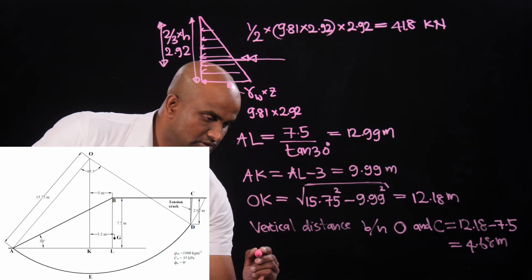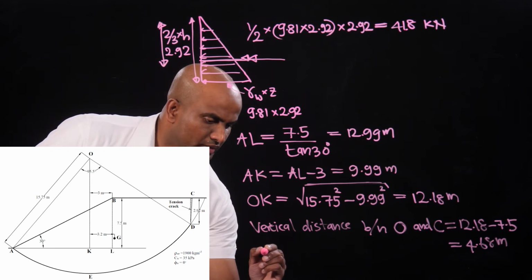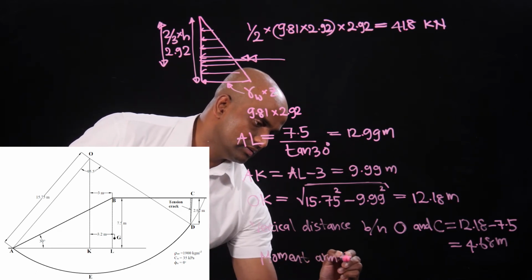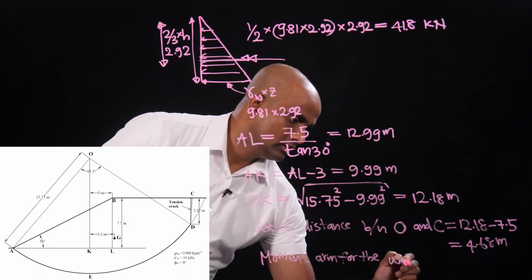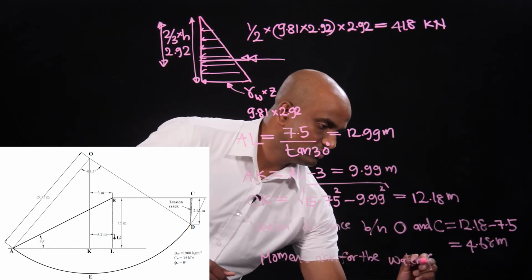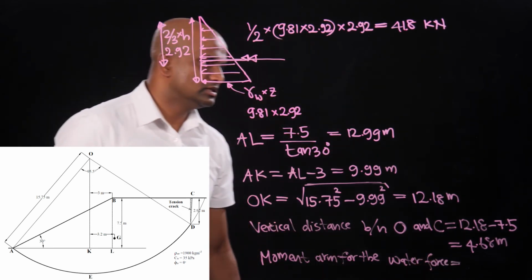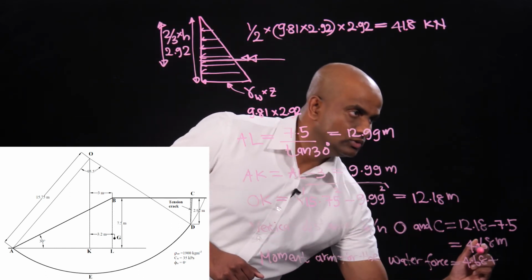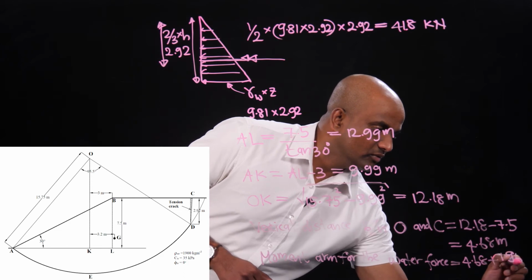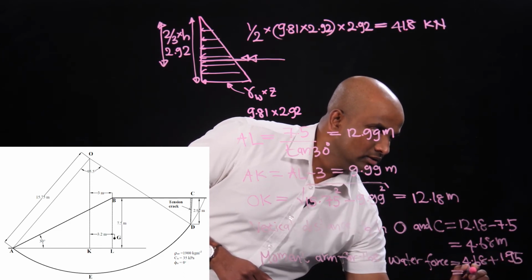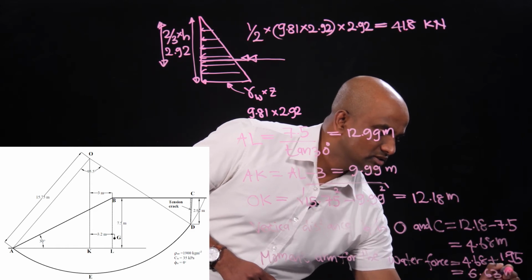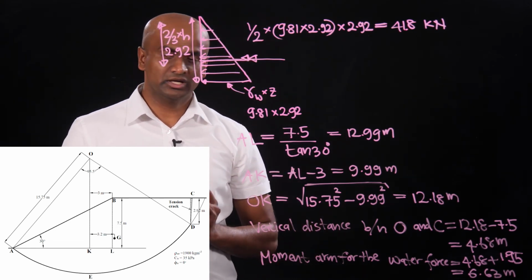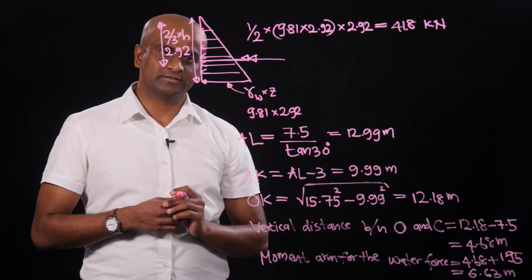Now we can determine the moment arm for the water force. That will be this 4.68 plus the 2/3 of 2.92, which is 1.95. That will be 6.63 meters. So that is the moment arm. That is important to calculate the moment. So the disturbing moment comes from the water pressure force.